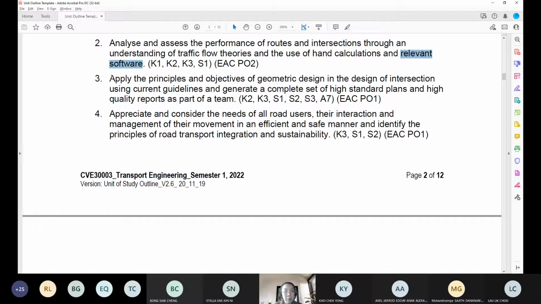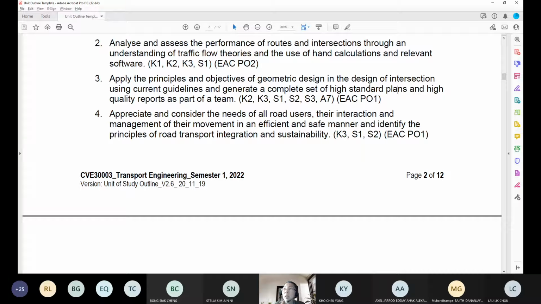All right, then moving on, number 3, apply the principles and objectives of geometric design in the design of intersection using current guidelines, and then you generate a complete set of high standard plans and high quality reports as part of a team. All right, so number 3 is intersection design, but in terms of geometric design, not the capacity analysis.